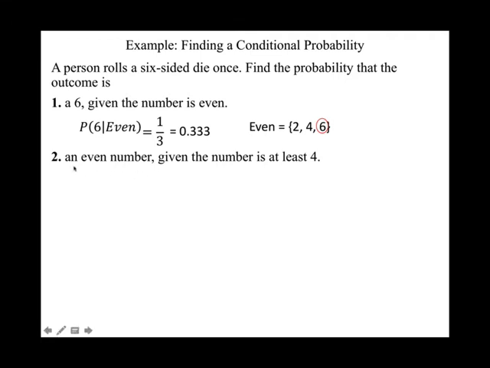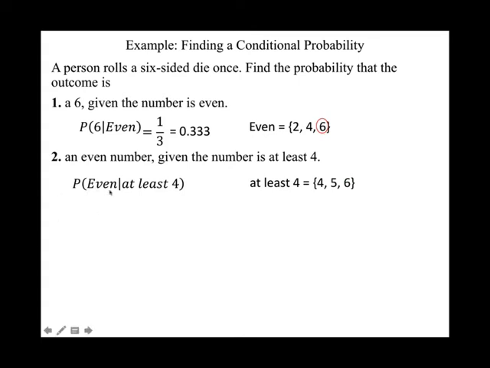Okay, number 2. Find the probability that the outcome is an even number, given that the number is at least 4. So this is going to be the conditional probability again. So write down the sample space for at least 4. Okay, the sample space is at least 4. At least 4 is talking about x greater than or equal to 4. So we will have a 4 and 5 and 6.